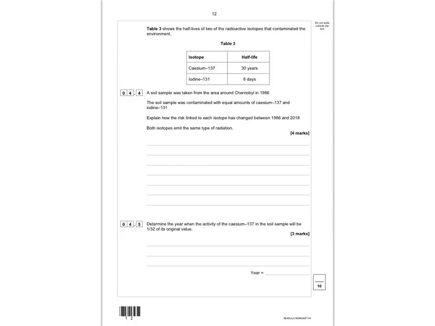So you take cesium to begin with. Cesium has a half-life of 30 years, which means that by 2018 it hasn't really gone through very many half-lives. So the risk associated with cesium hasn't decreased by much because it's got a long half-life, and that will get you 2 marks. So you get a mark for saying that cesium's got a long half-life, and that means the risk associated with cesium hasn't decreased by much because the half-life's so long that the activity hasn't dropped, and it hasn't gone through very many half-lives.